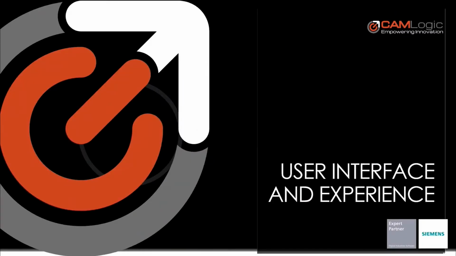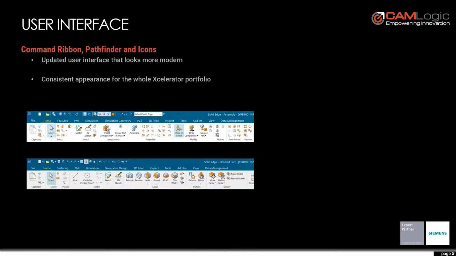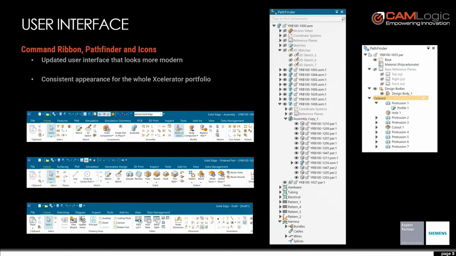We're going to start here with the user interface and experience. Changes to the UI in this case are the command ribbon, pathfinder, and the icons used in Solid Edge. As you can see, some of these images here, there's a few changes involved. The icons look a little bit newer, more modern. There's a consistent appearance for Solid Edge throughout the entire accelerator portfolio, so that when you are switching between programs and softwares, whether it's Solid Edge portfolio or the entire accelerator portfolio, they all have a similar look and feel.